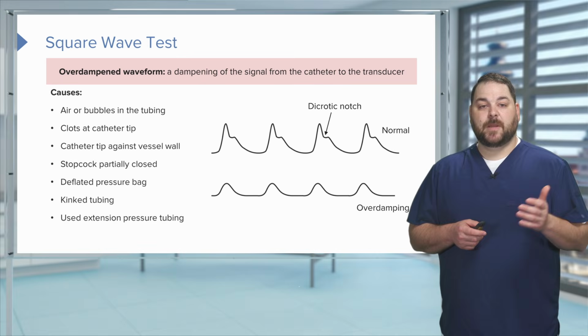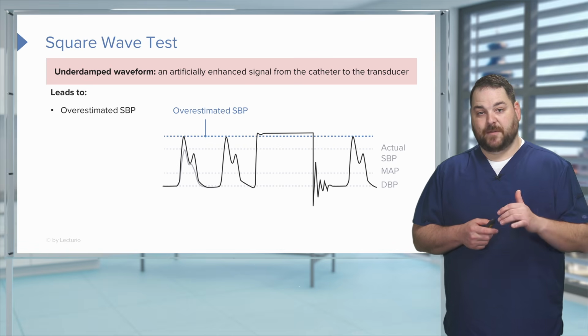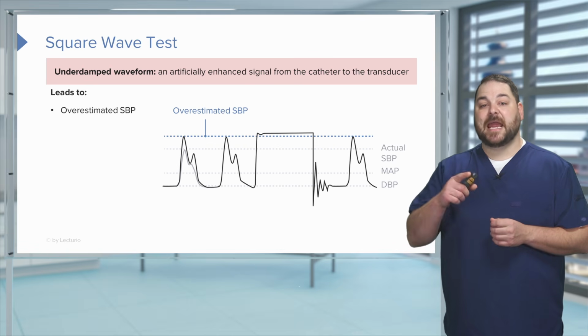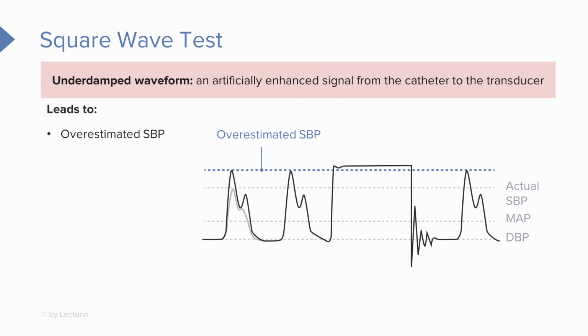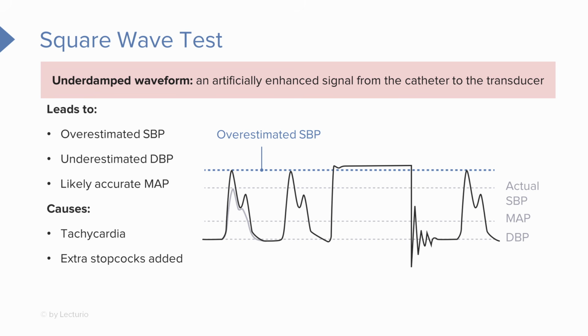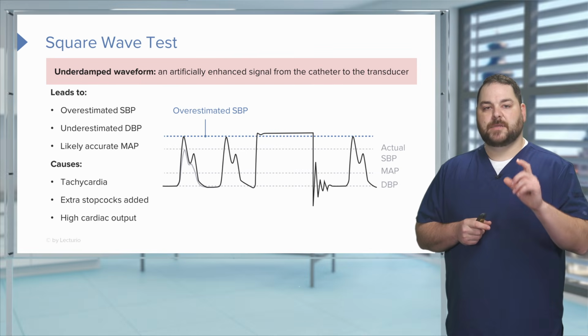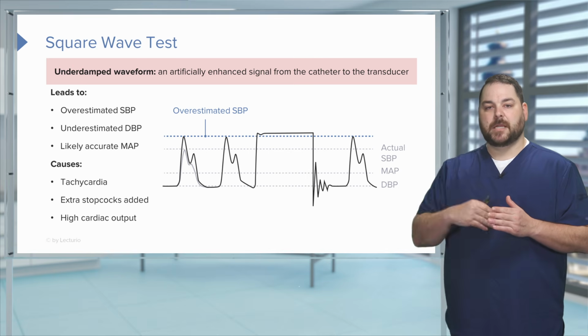The other alteration that we have in our arterial lines is an underdamped waveform. This is an artificially enhanced signal from the catheter to the transducer. This will lead to an overestimation of systolic blood pressure and an underestimation of diastolic blood pressure. But our MAP should be accurate. Causes of this could be tachycardia, more of our atrial tachycardias than our ventricular tachycardias, or extra stopcocks added to the system. Or if we also have a very high cardiac output, we could have an underdamped waveform and we get a bounding arterial line.